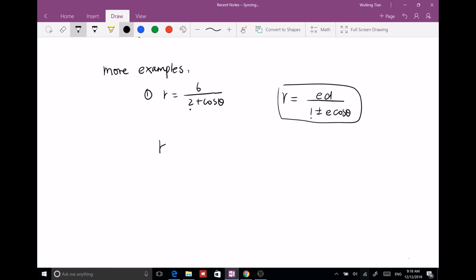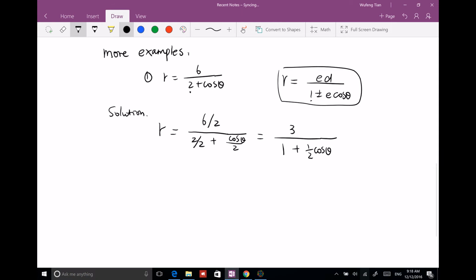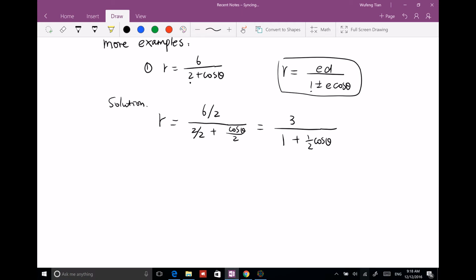So the solution: r equals 6 divided by 2, over 2 divided by 2 plus cosine theta divided by 2. If I divide everything by 2, 6 divided by 2 is 3, and 2 divided by 2 is 1 plus half of cosine theta. So now you should be able to tell me what is e. Can anyone tell me what e is?